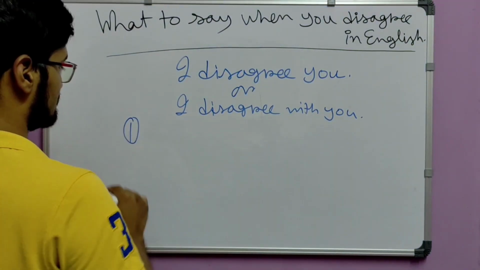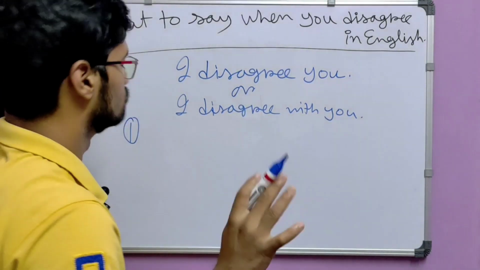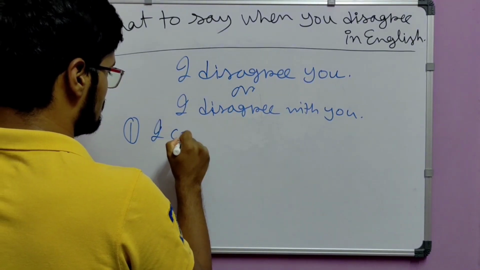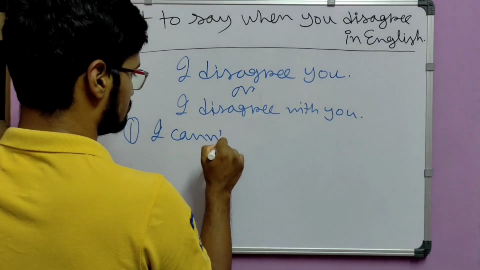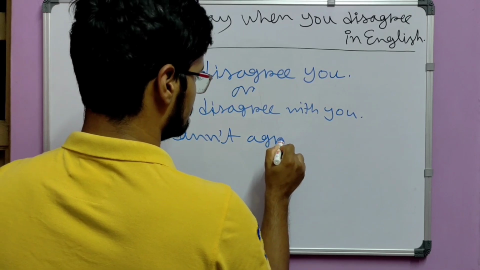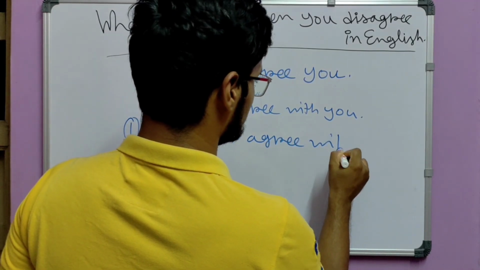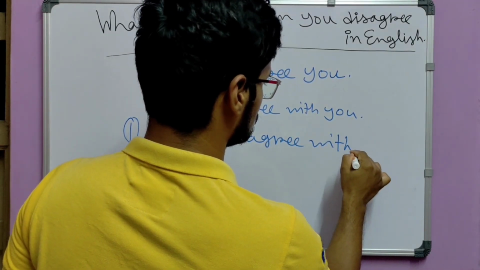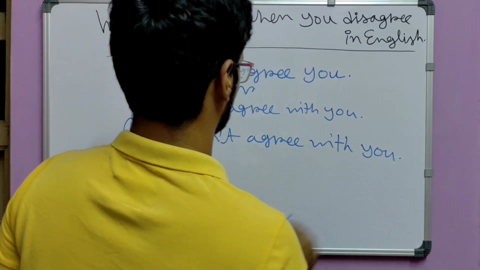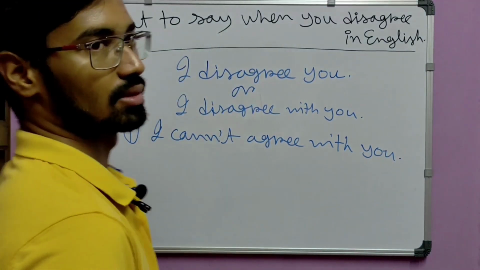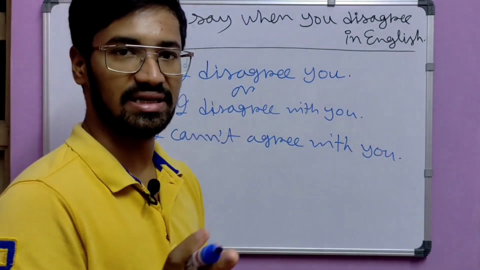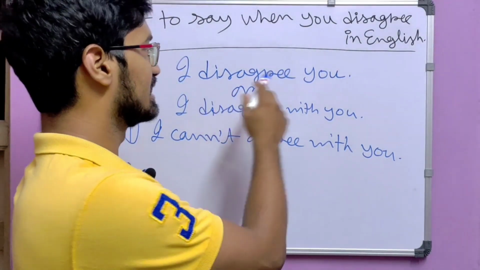So first sentence, I can't agree with you. Okay, I can't agree with you. That means I disagree. This is the first sentence you can say instead of saying I disagree you.